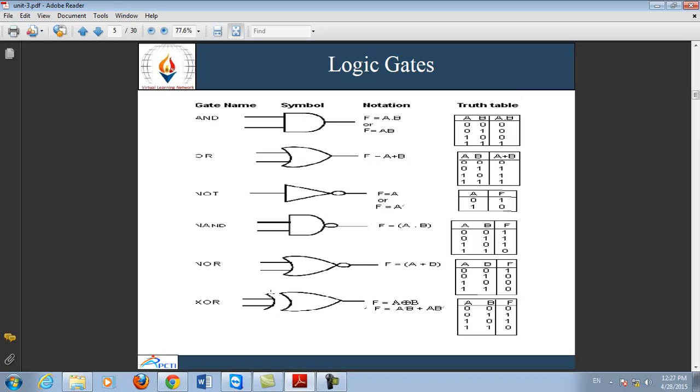These are the basic gates that we will use in our further topics, to implement the sequential circuits or combinational circuits. Are these gates clear? If you have any doubt, then you can ask.